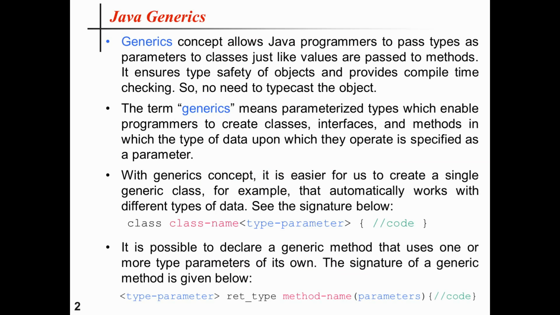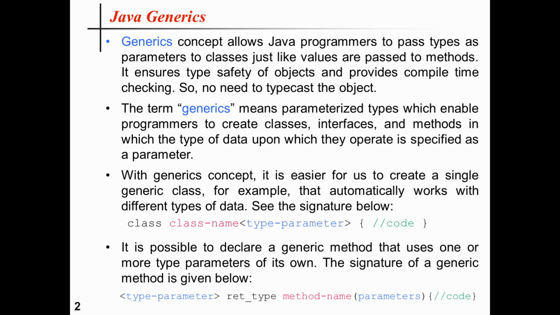Basically, the generics concept in Java allows programmers to pass data types as parameters to classes, like values are being passed to methods. It ensures type safety of objects and provides compile time checking. So there is no need to typecast the object.